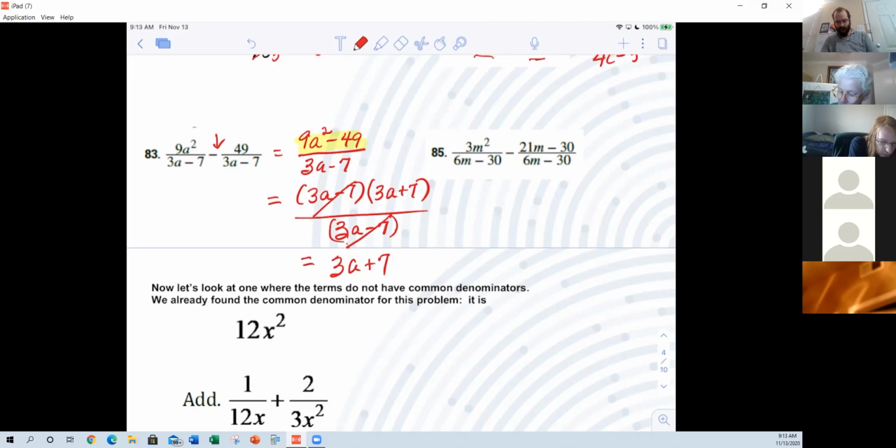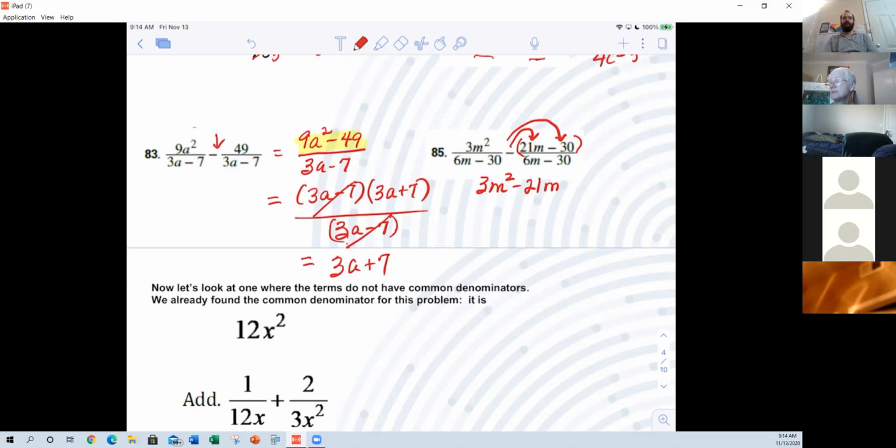Okay, you may not need this, but I'm going to tell you right off the bat to put parentheses around that numerator before you get started, if there's a minus sign between the two terms. That's a good start. So 3m squared minus 21m minus 30. Okay, so here we go. 3m squared minus 21m. But what happens if I distribute that negative? It becomes negative 21 positive 30.